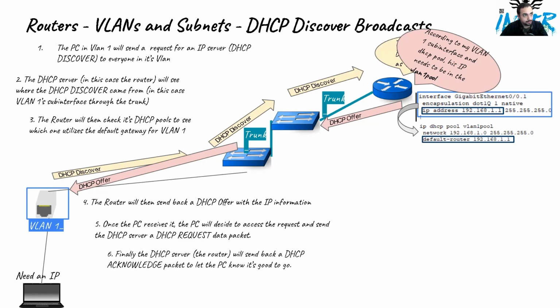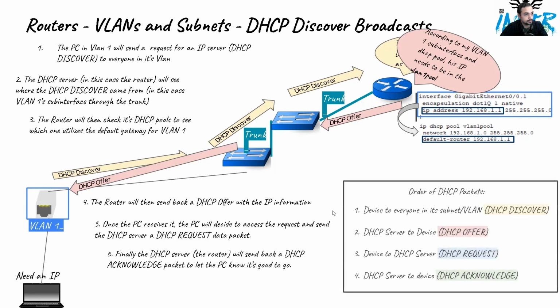So, to recap, the host device that wants an IP, in this case the laptop, sends a DHCP Discover to everyone in its subnet. The DHCP server, in this case being the router, gets the DHCP Discover data, finds out which pool of IPs to use, and sends a DHCP offer of an IP lease back to the laptop. The laptop receives a DHCP offer and then agrees and sends a DHCP request to request the server to reserve that IP so no one else can get it.